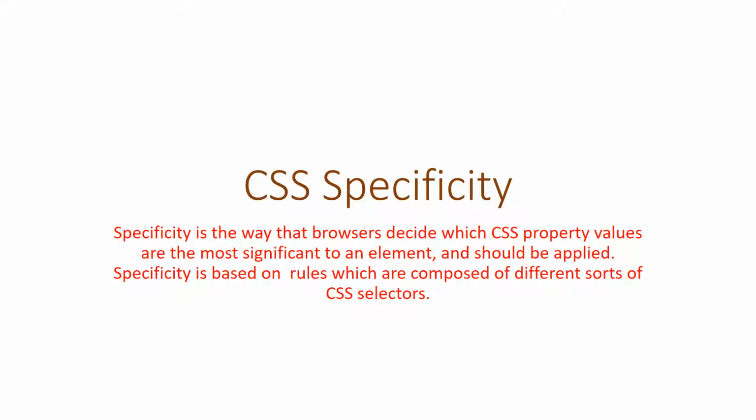Specificity is the way that browsers decide which CSS property values are the most significant to an element and should be applied. Specificity is based on rules, which are composed of different sorts of CSS selectors.